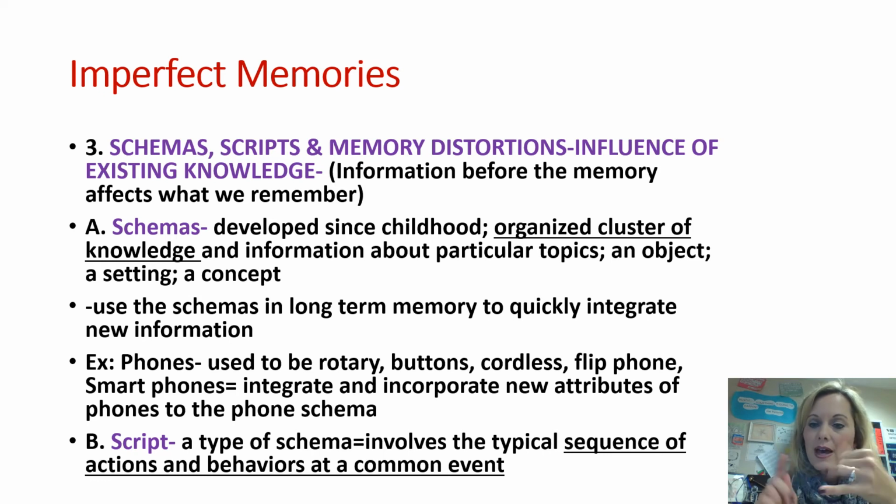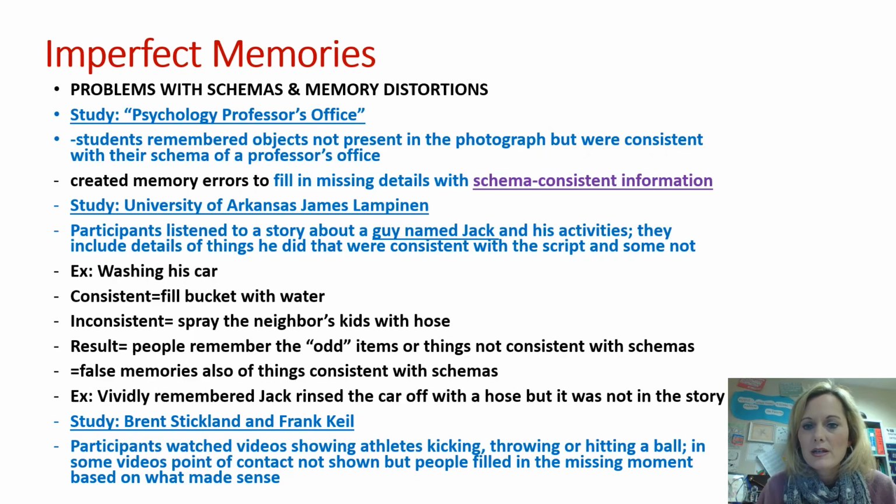The script is all the actions and behaviors that can happen in a common event. It's not like the knowledge, it's the actions and behaviors, okay? And that can kind of mess with how we know about things. So some of the studies they did about schemas and scripts that showed memory distortions was, for instance, the psychological professor's office. So students looked at a photograph and they were asked to then write down what was in the picture. And what they ended up having was many errors.